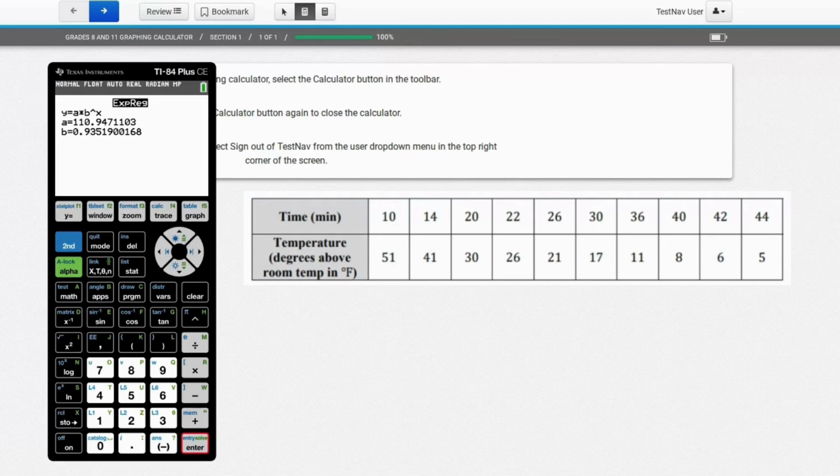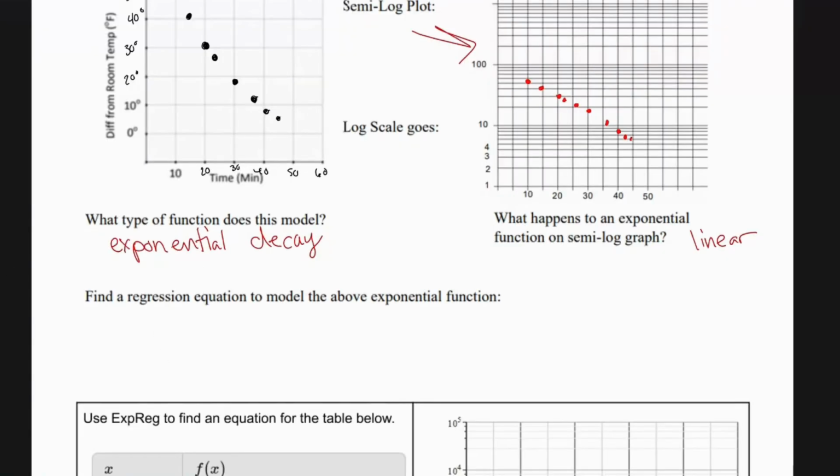So let's go back and write that out. All right, so the equation that we came up with, thanks to Mr. Calculator, was y equals 110.497 times 0.935 to the x power. And there's our decay happening right there.